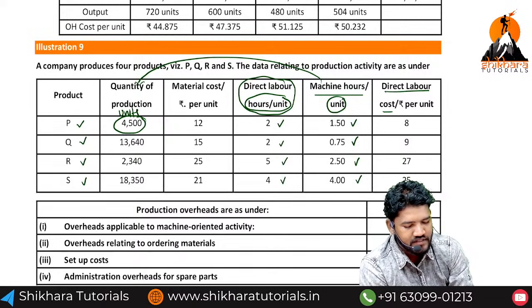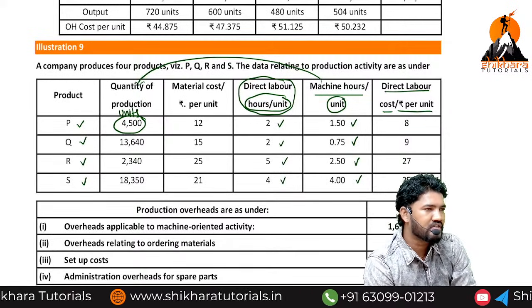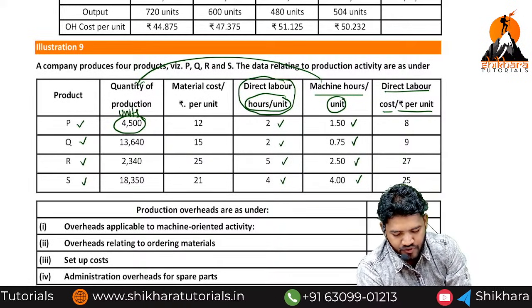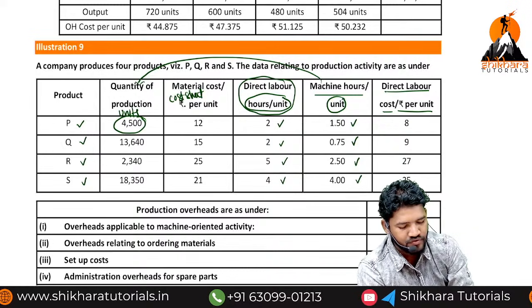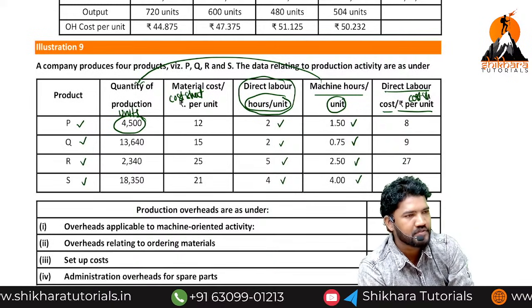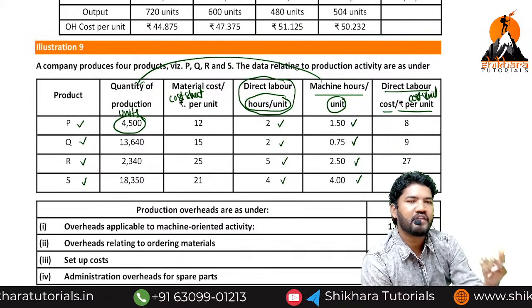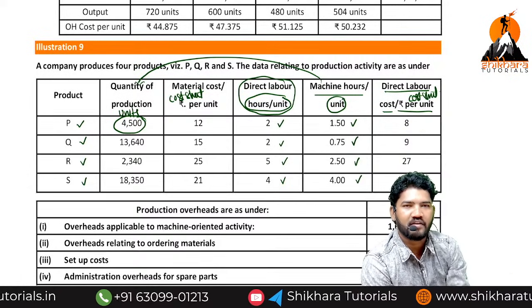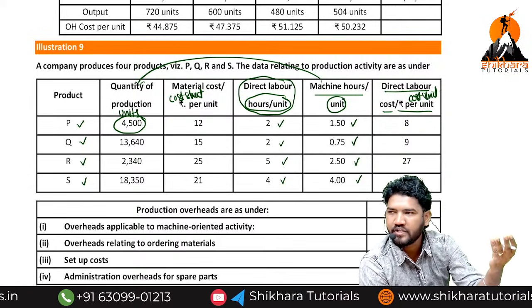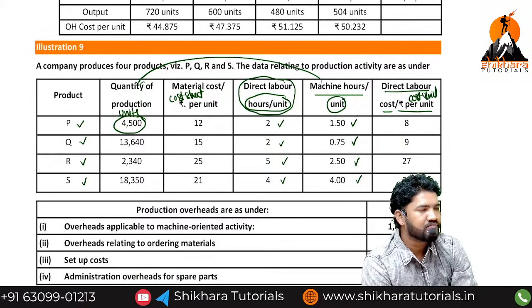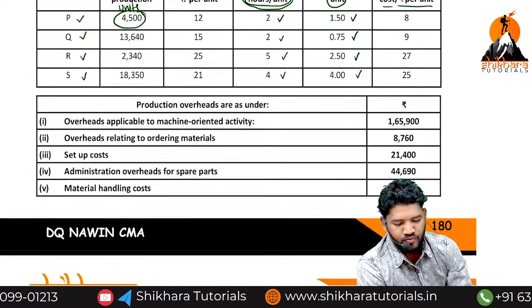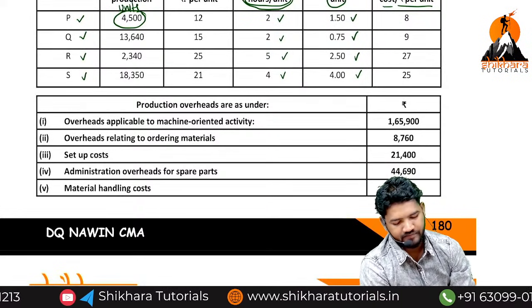Direct labor cost in rupees per unit is given. Per unit cost, that is. Now, this is used for cost sheet purpose. This is also used for cost sheet purpose. Why? Because if they ask total cost per unit, what is required? Material cost per unit, labor cost per unit, overhead cost per unit. Guys, clear? Then fine.